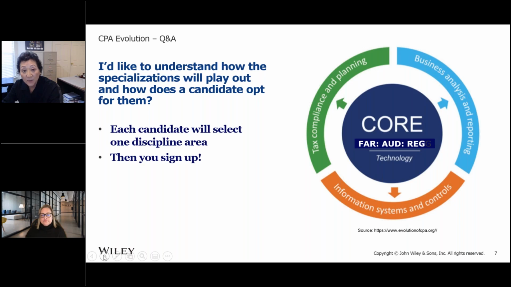TCP, which was tax compliance and planning, will appeal to candidates who are interested in individual tax compliance and planning, or perhaps personal financial planning, or entity tax compliance and planning. And then finally, ISC, Information Systems and Controls, is geared toward candidates who would like to provide assurance or advisory services related to a client's business processes, information systems, information security and governance, or IT audit.